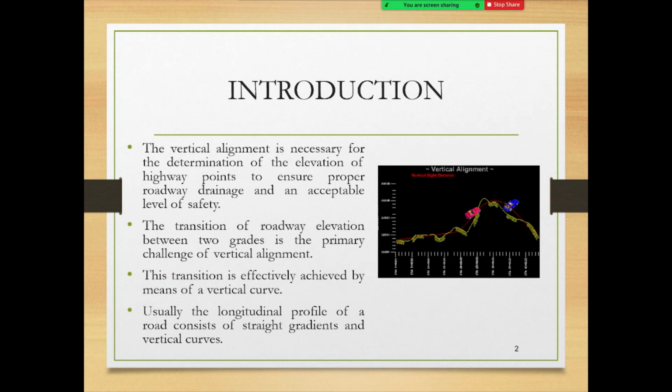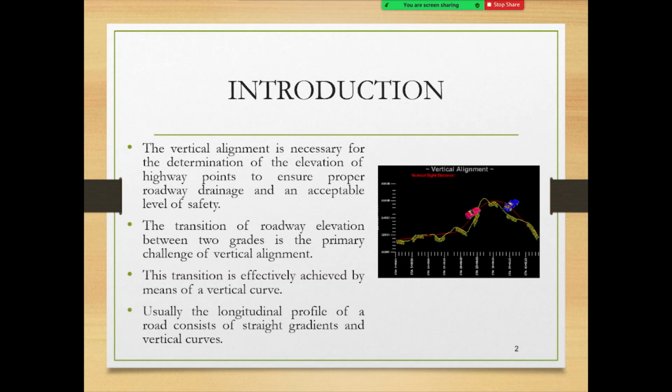Now the vertical alignment is necessary for the determination of the elevation of highway points to ensure proper roadway drainage and an acceptable level of safety. You know why vertical alignment is necessary, because it determines the elevation of highway points to ensure proper roadway drainage and acceptable level of safety. Level of safety, of course, we discussed last day. The transition of roadway elevation between two grades is the primary challenge of vertical alignment. So what is the primary challenge? That is the transition of roadway elevation.